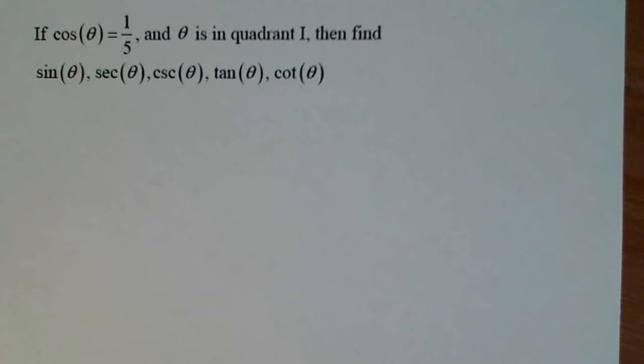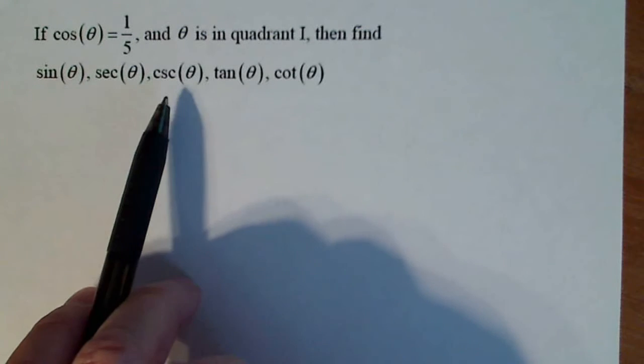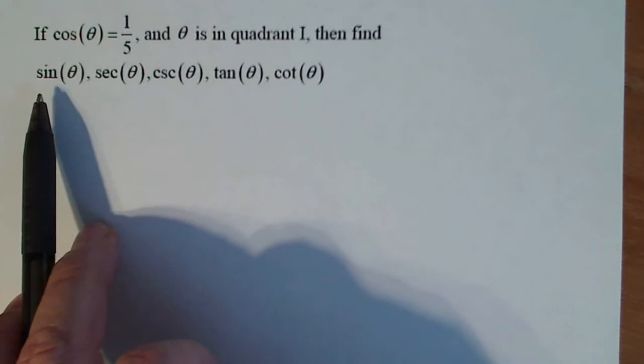Here's a good trigonometry problem. If cosine of theta is 1/5 and theta is in quadrant 1, then we want to find sine, secant, cosecant, tangent, and cotangent of that theta.